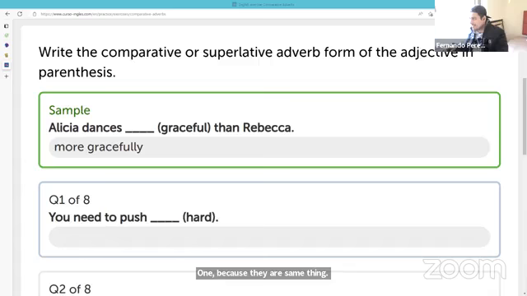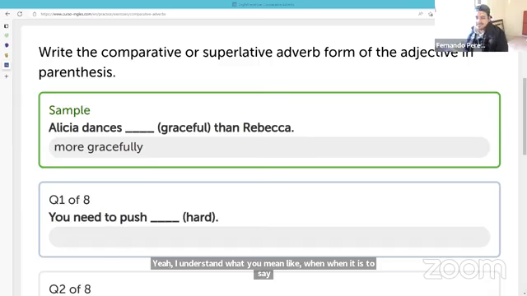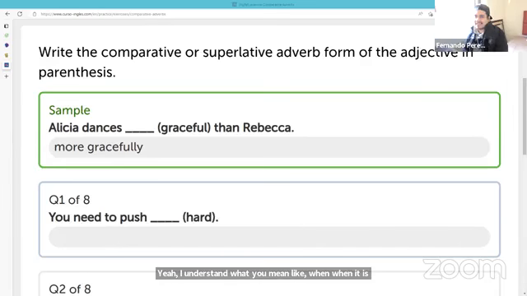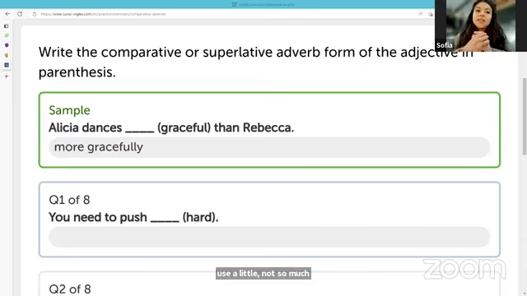But this is a production issue. Include adverbs of emphasis, negative and positive. Yeah, I understand what you mean. Like when is it necessary to say quite and not quite as? When is it necessary to use a little and not so much? Yes, it's about the meaning of what you try to say.